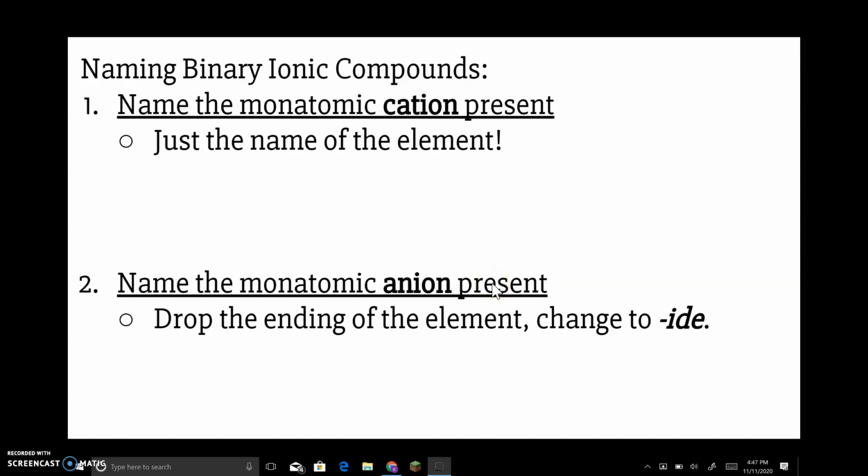Okay, today we're going to talk about naming binary ionic compounds. We talked about this a little bit yesterday at the end of class. So there are 3 rules. Number 1, name the monatomic cation present. So this is just the name of the element.